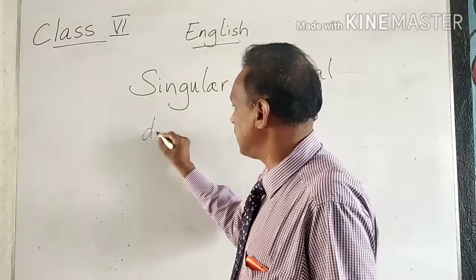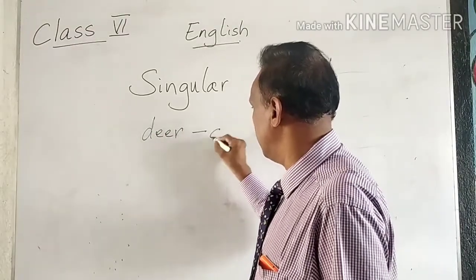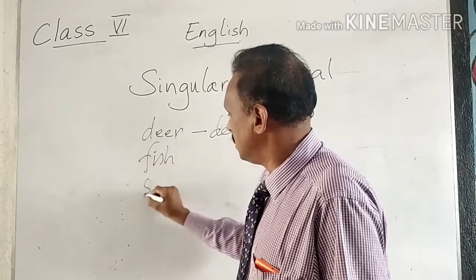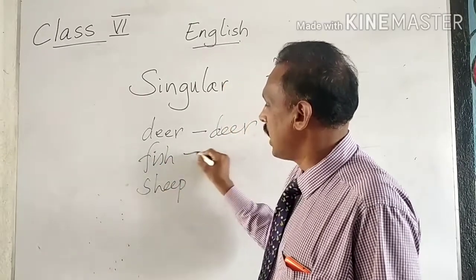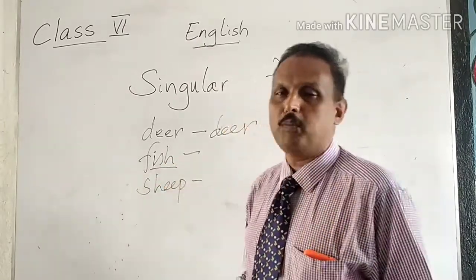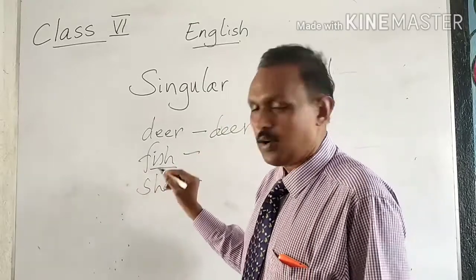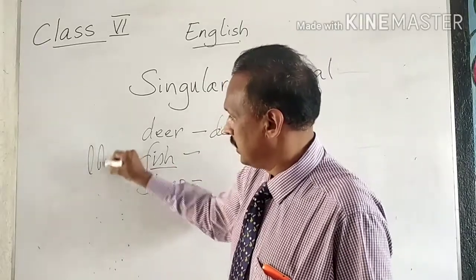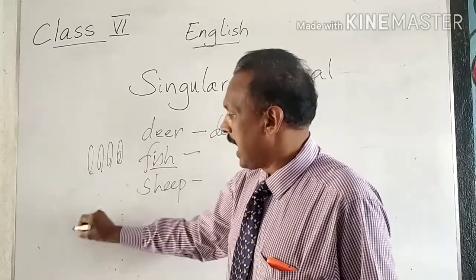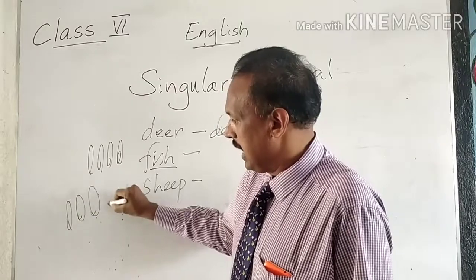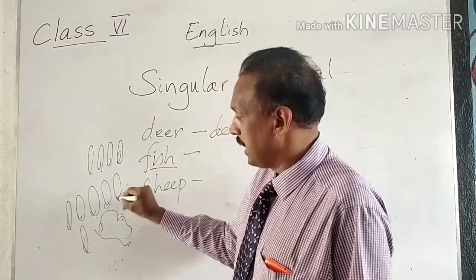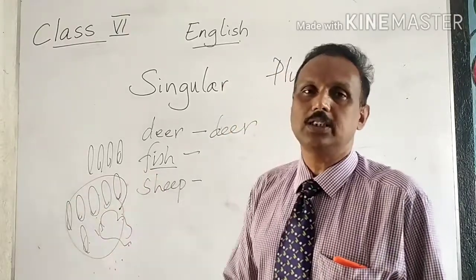Then we have some animals, like deer, fish, sheep, they don't have a plural. But nowadays, for fish, we have the plural fishes also, but that is for another case. If it is the same type of fish, like carp only, then we don't say fishes. If we have 2 or 3 types of fish, like sardines, carp and mackerel, different types of fish, that time we can call it fishes.